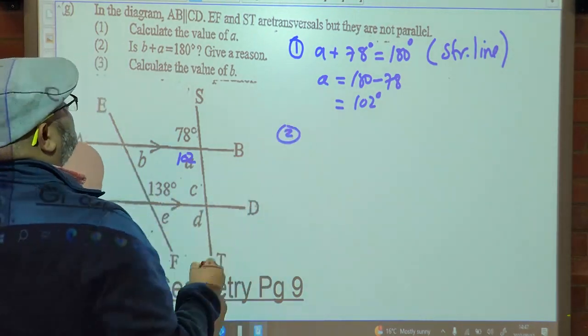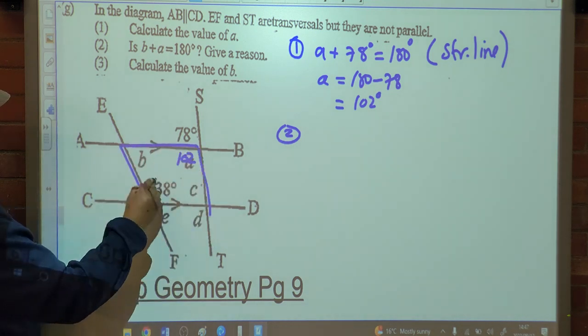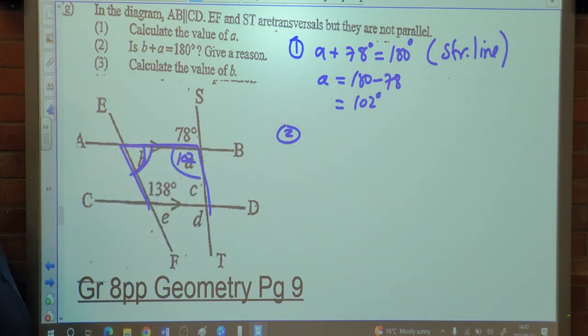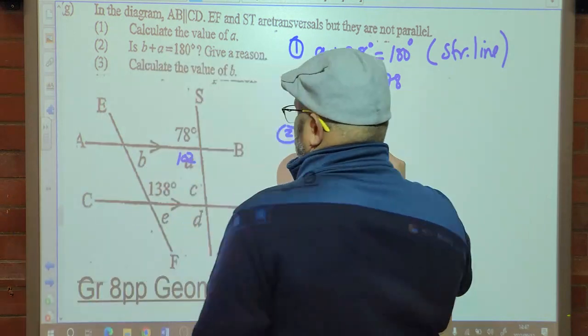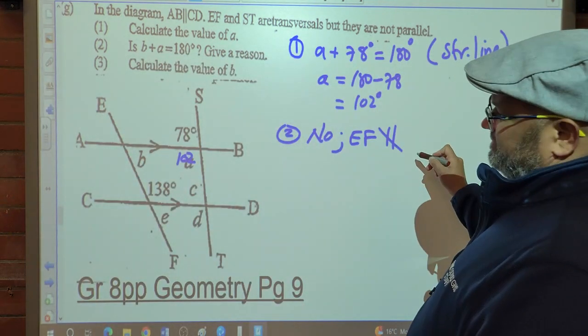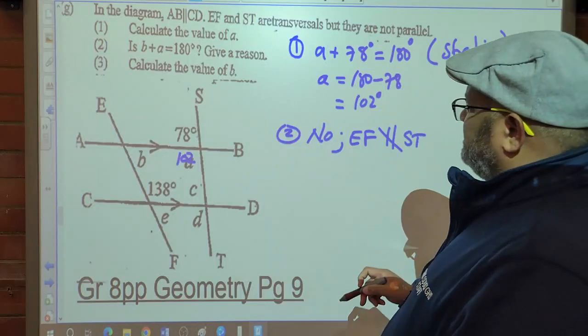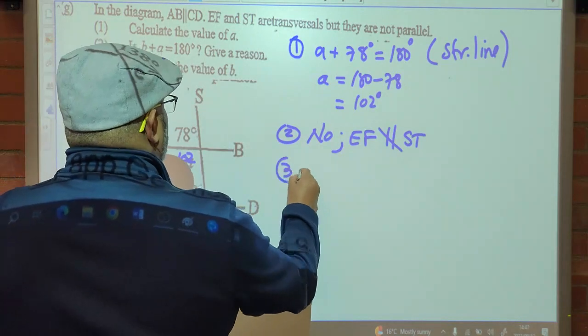Number 2. Is A plus B equal 180? Anybody? Can I say that this is 180? And the answer is no. Why? So EF is not parallel to ST. Okay. Number 3. Calculate the value of B.